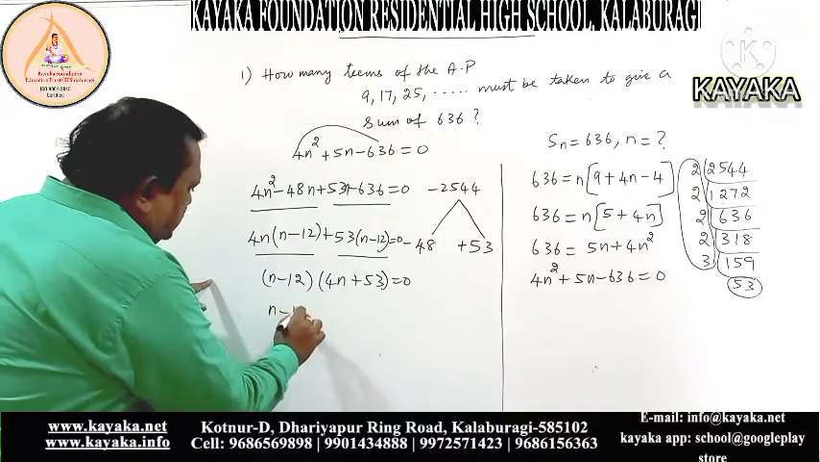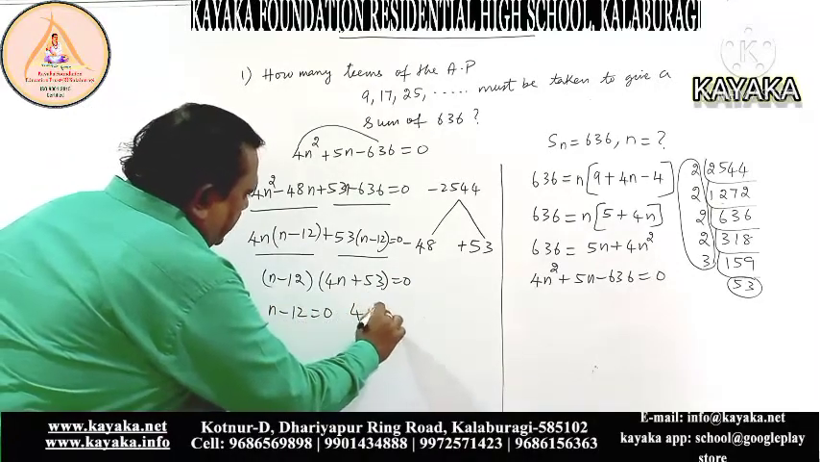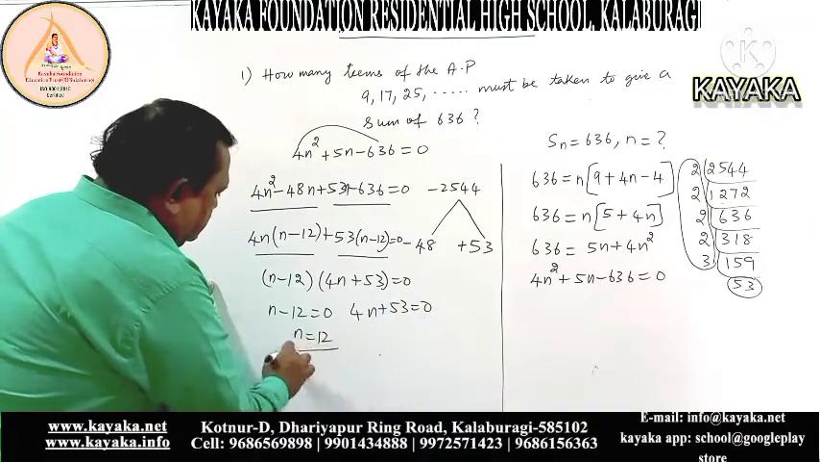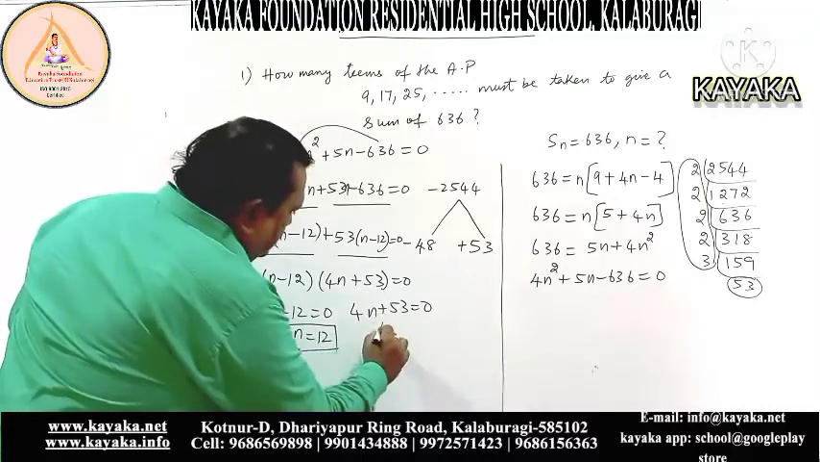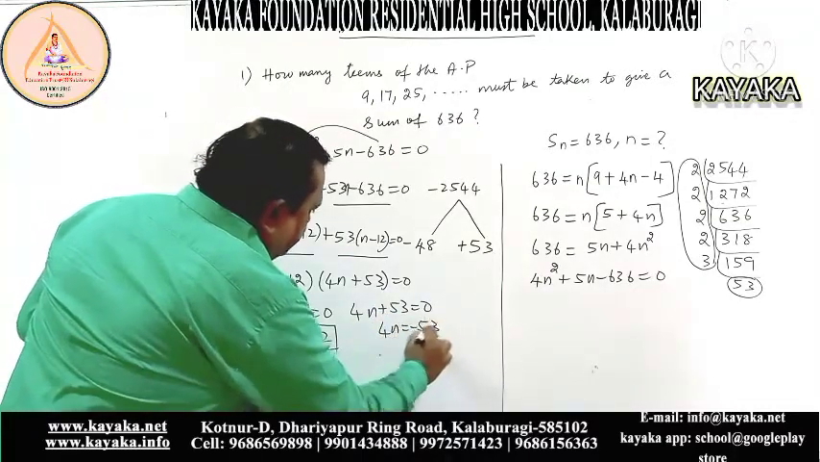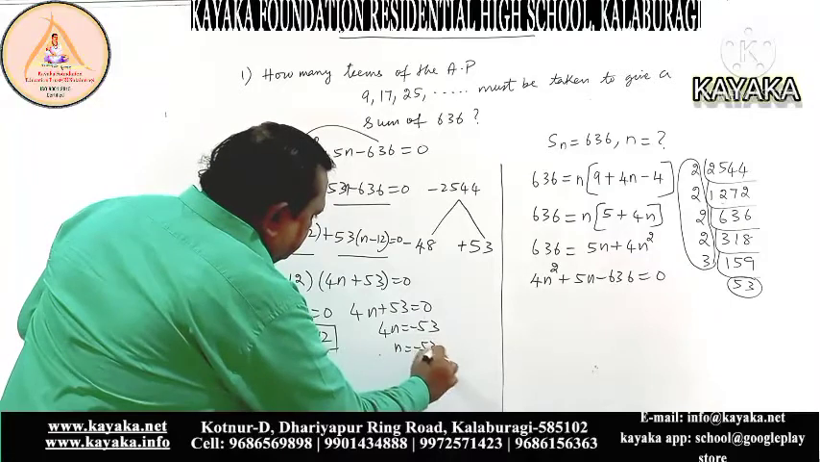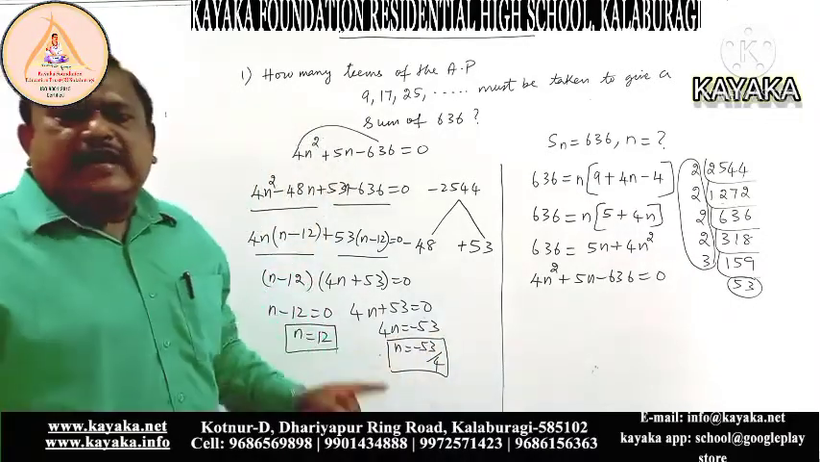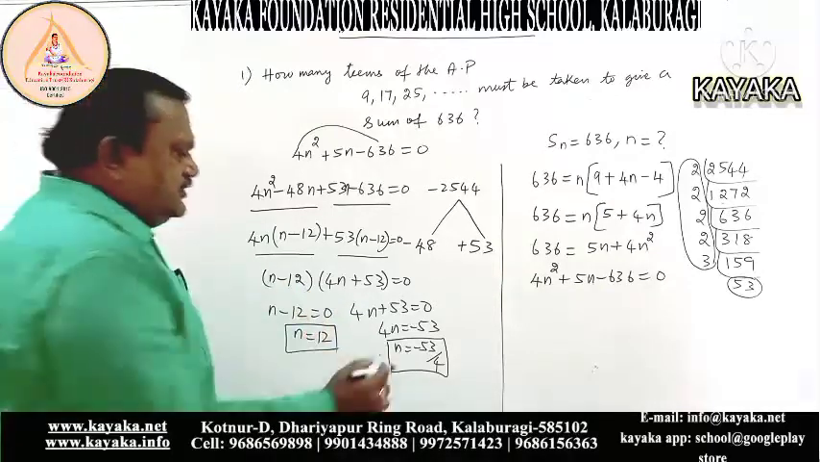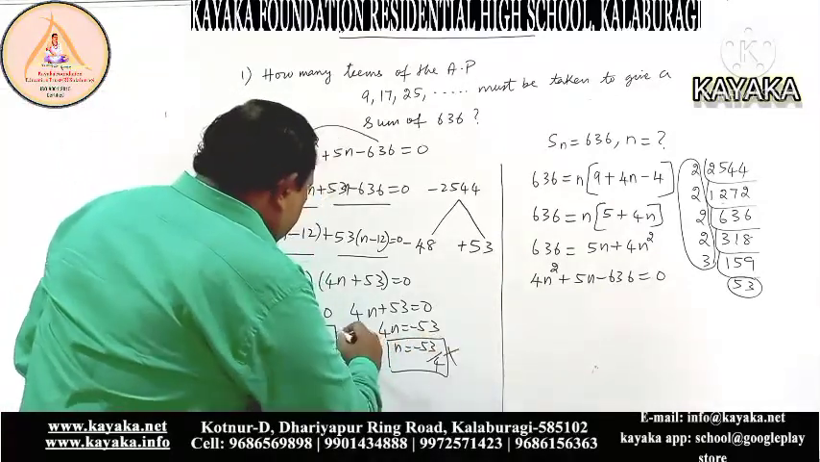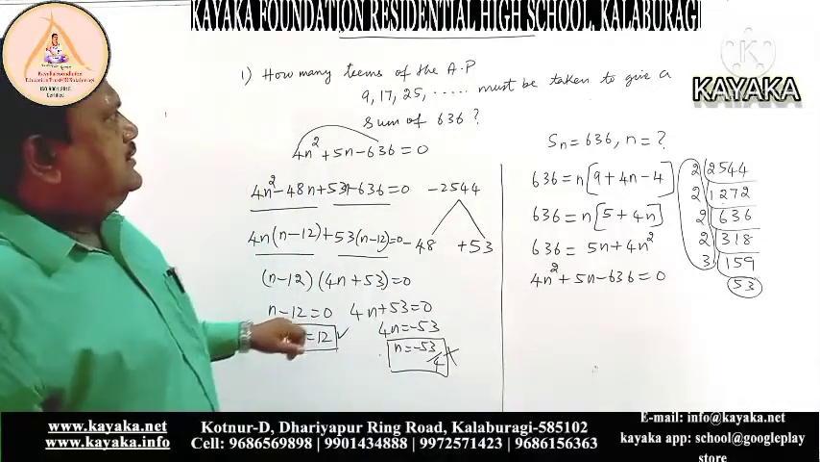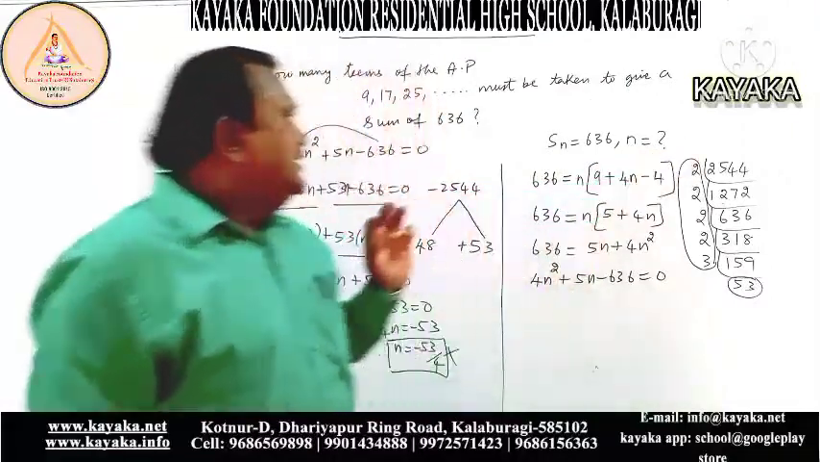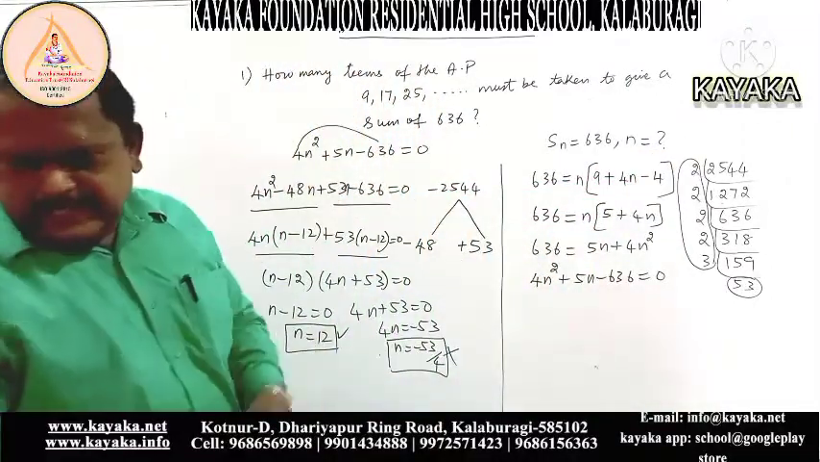Therefore, you will get n minus 12 will be equal to 0, or 4n plus 53 will be equal to 0. Therefore, you will get n equal to 12. Here we will get 4n equal to minus 53 and n will be equal to minus 53 by 4. See here, n value can't take a negative value. Therefore this value we can't take. Only we can take the value n equal to 12. Therefore, the number of terms is 12.